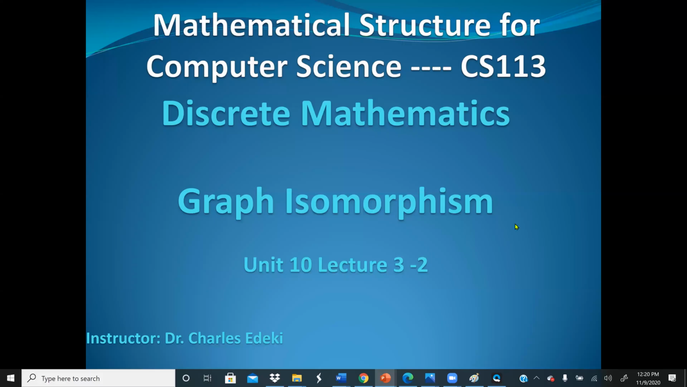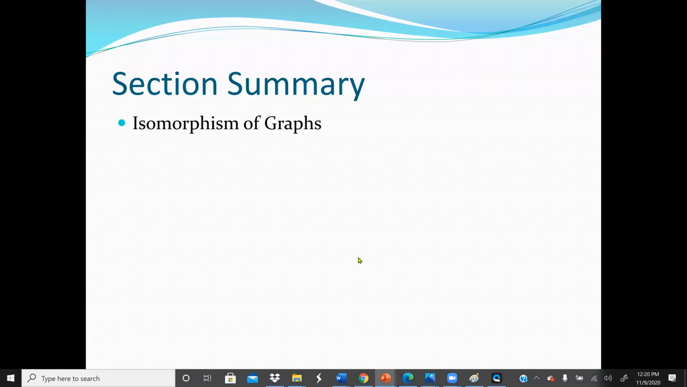Okay, welcome to Mathematical Structure for Computer Science, CS 113, also known as Discrete Mathematics. In these lectures, we will go through what is a graph isomorphism. Again, this is Unit 10, lecture number 3-2, which covers chapter 10 of our course textbook. So our main objective is to go through isomorphism of graphs.